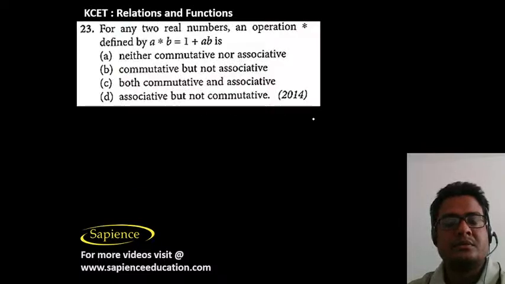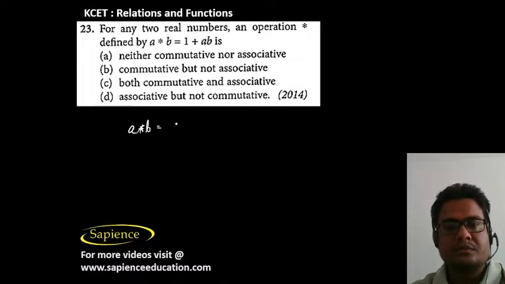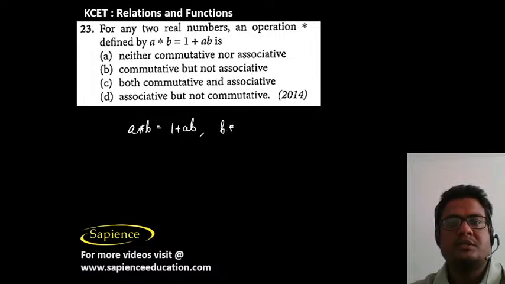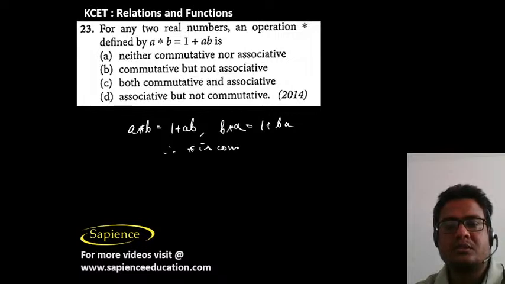Then, for any two real numbers, an operation star is defined by a star b is 1 plus ab. So here a star b is equal to 1 plus ab. Then b star a we have to find, and check if the operation star is commutative or associative or not. So b star a will be equal to 1 plus ba. So they are the same. Therefore, operation star is commutative.